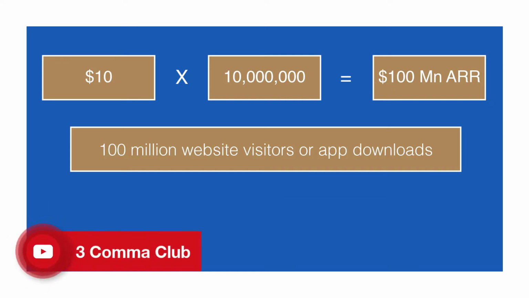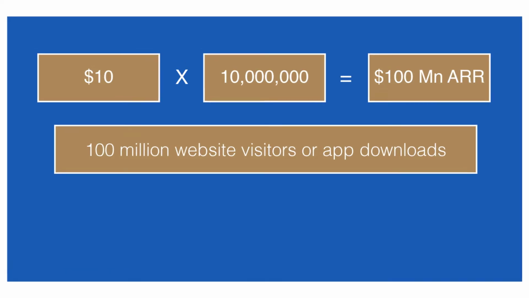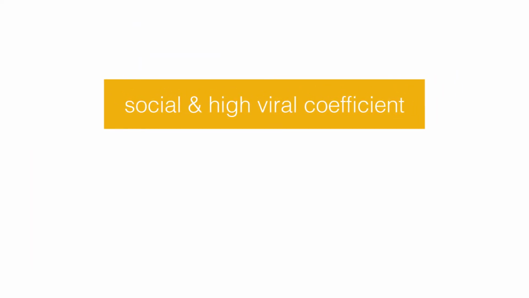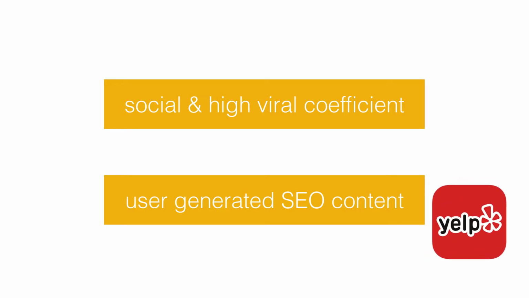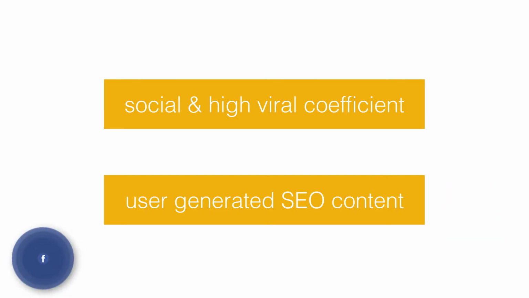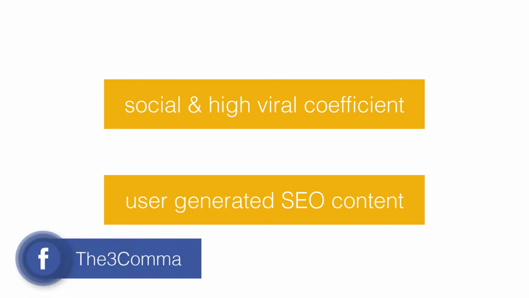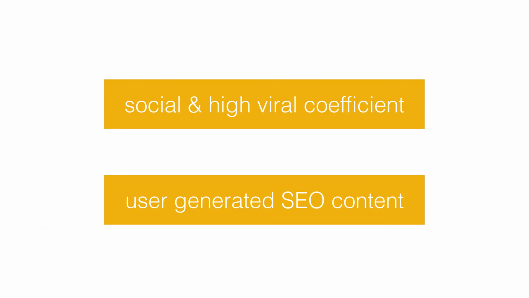If you are building a product for this customer segment, then you need millions of users from whom you can generate revenue through advertisement or in-app purchase. To achieve this, your product should be social, and has a high viral coefficient. Or your product should have tons of user-generated content, which leads to large amounts of SEO traffic, and some level of virality. Yelp is a good example of this kind of user-generated SEO content. So if you are building a product for this customer segment, make sure that your product has a high viral coefficient, or your product creates user-generated SEO content.